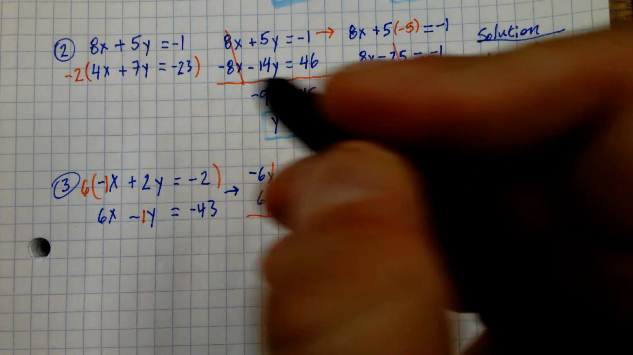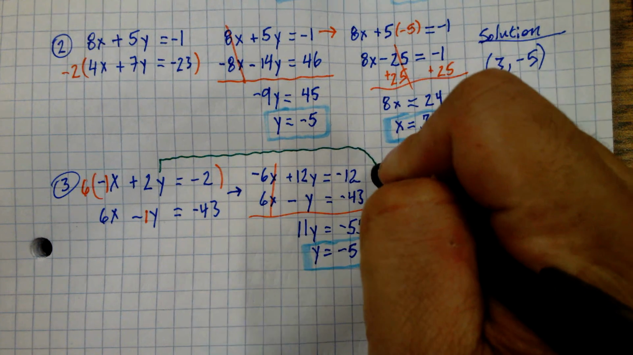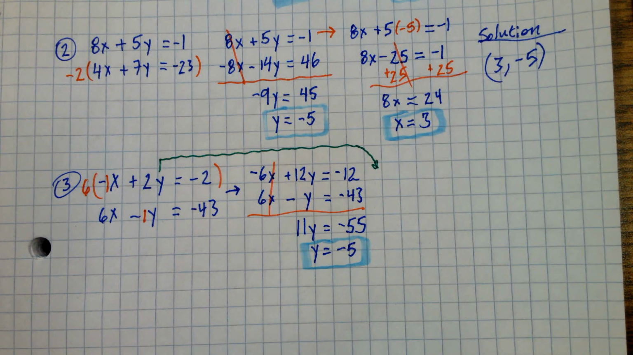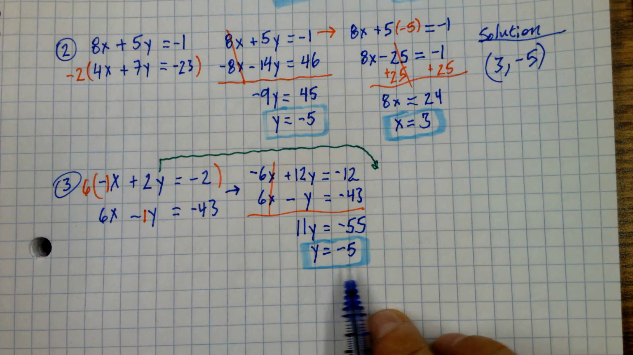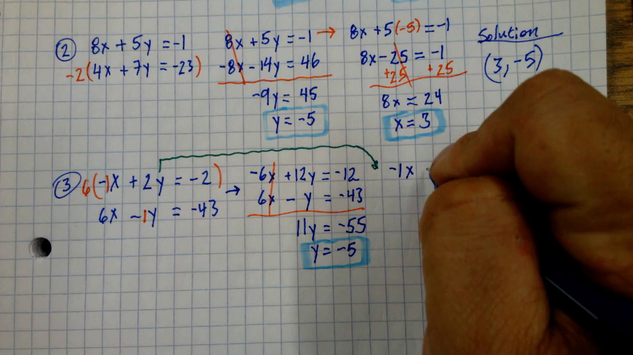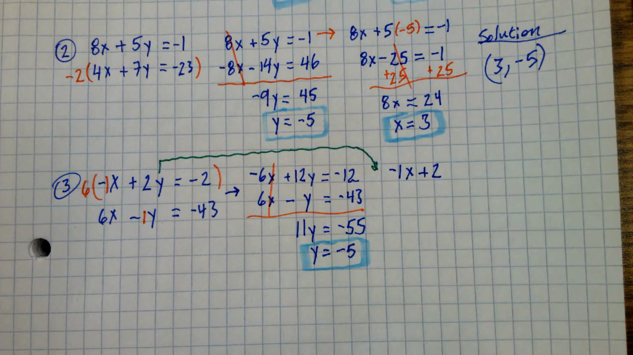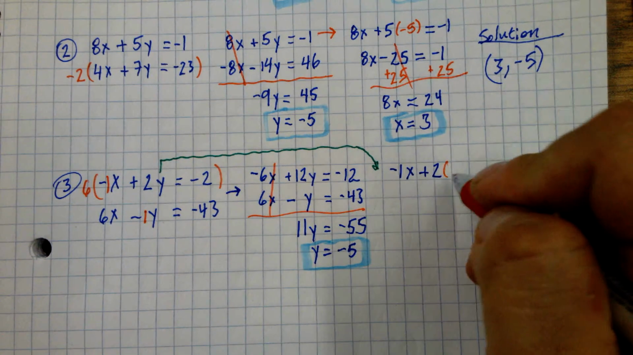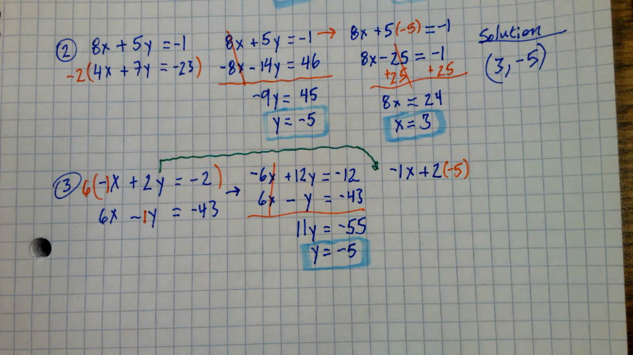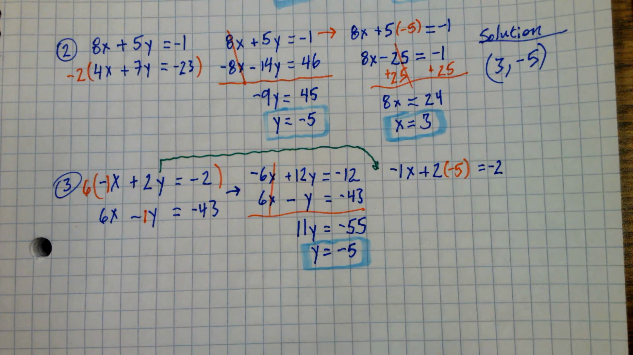I just want to show you that you can pick any of the equations, even the original one before you transformed it. Okay? So we're going to replace y with negative 5. So that means we've got negative 1x plus 2 times negative 5, and that equals negative 2. So all we did was just replace y with negative 5.